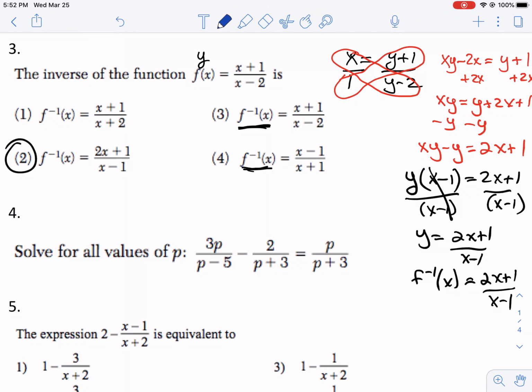We know that inverses switch the x and the y. So what I can do is go to my y equals in the calculator and type in my original function. Just make sure that the numerator goes in parentheses and the denominator goes in parentheses. So I'm going to do that right now. I got parentheses x plus 1 end parenthesis divided by parenthesis x minus 2, and I'm going to get a table.